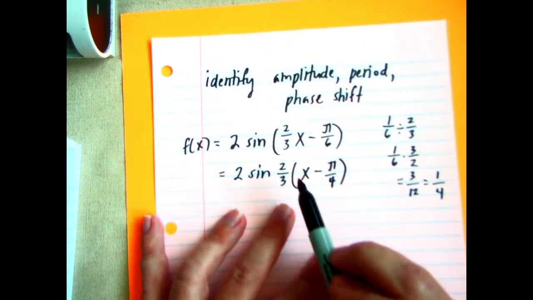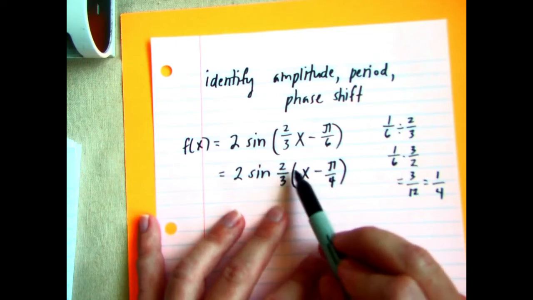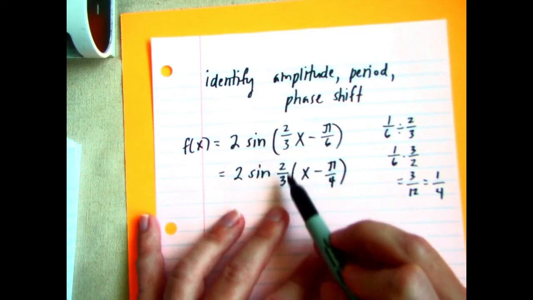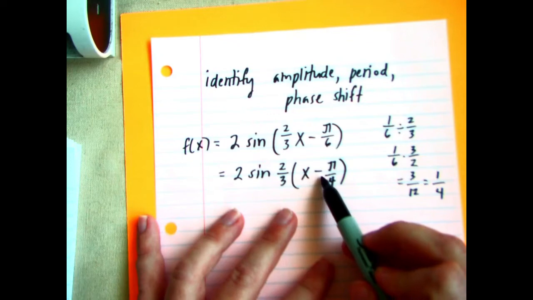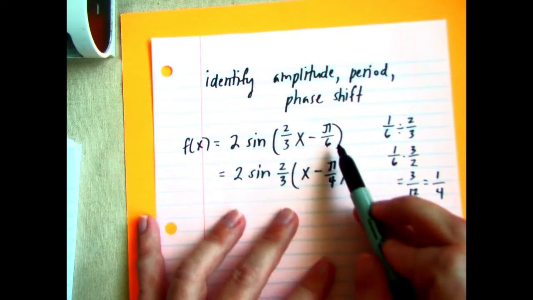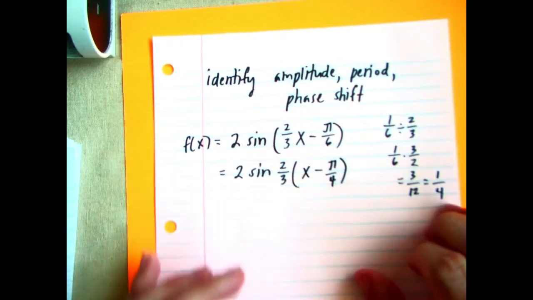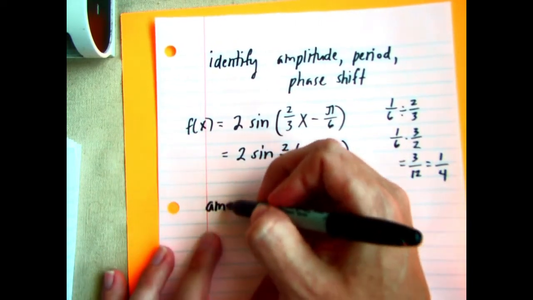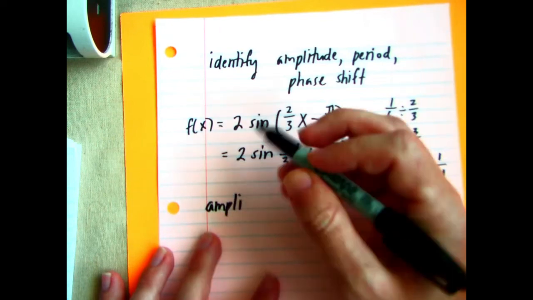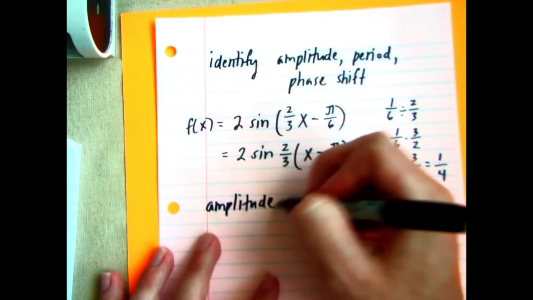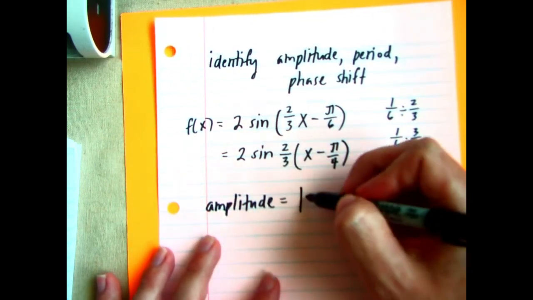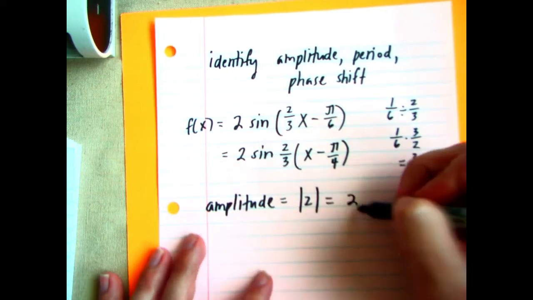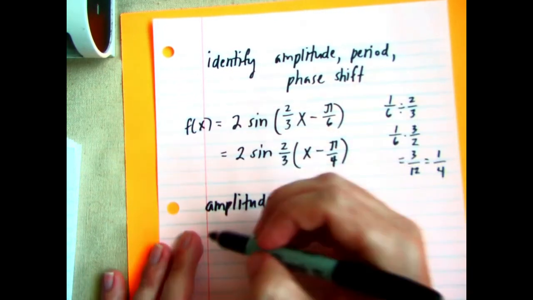And to confirm that, just do a quick check. If I were to distribute in 2/3, I'd get 2/3 x minus 2 pi over 12, which reduces to pi over 6. So I did do it correctly. So now that we're in this form in which k is outside of the parentheses, I can identify my amplitude. Amplitude is absolute value of 2, which is 2.